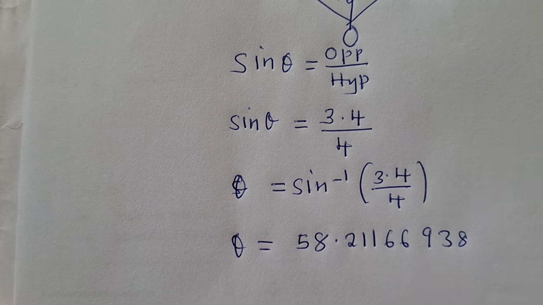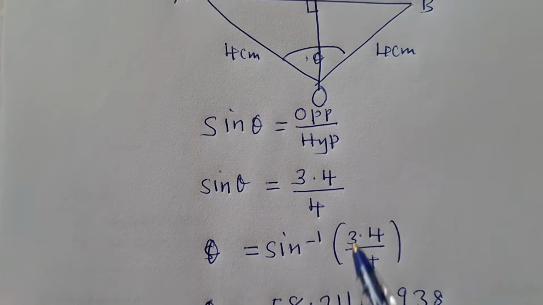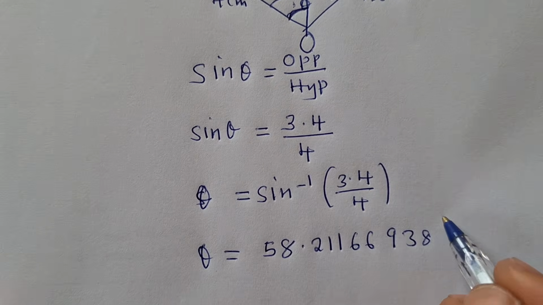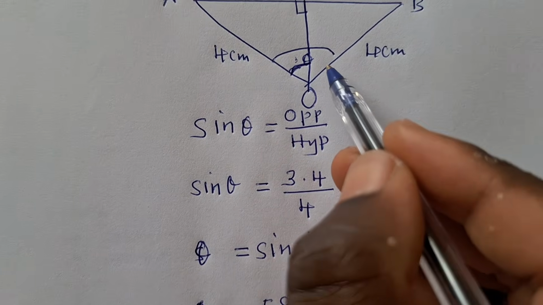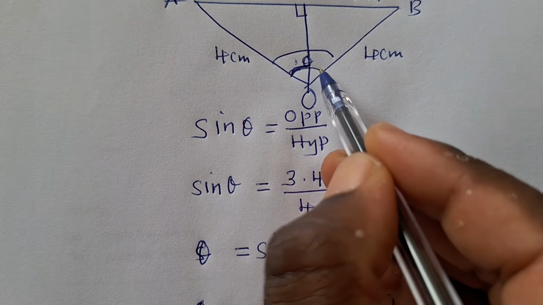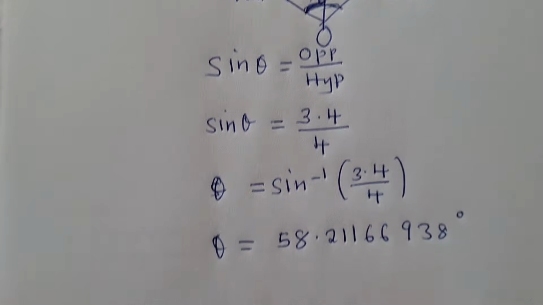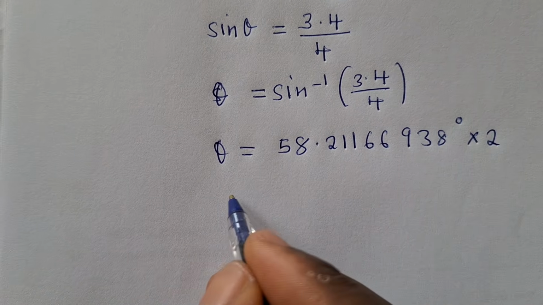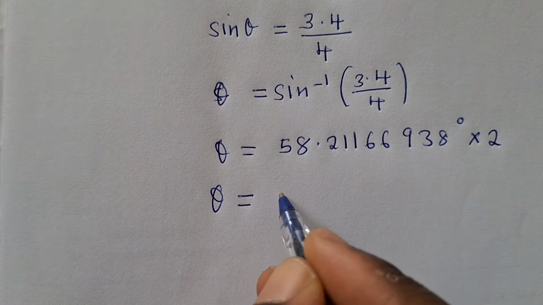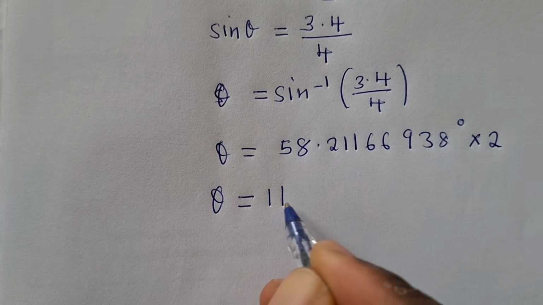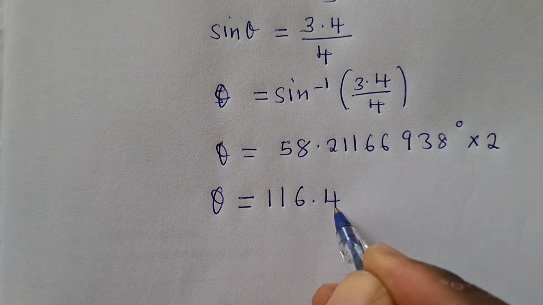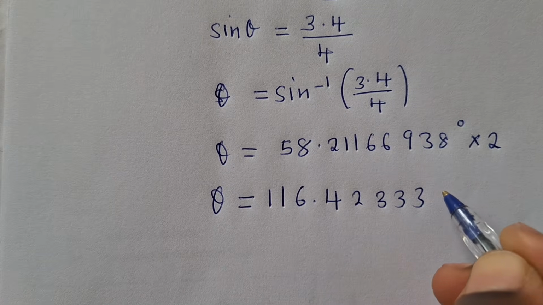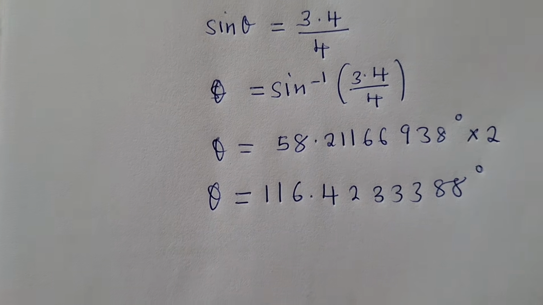So here, I've just found the angle of this in degrees, okay? The angle right here in degrees. So to find the entire angle here, which I'm looking for in degrees, I'm just going to multiply by 2 because they are equal. Therefore, theta will be equal to 116.42333 degrees.